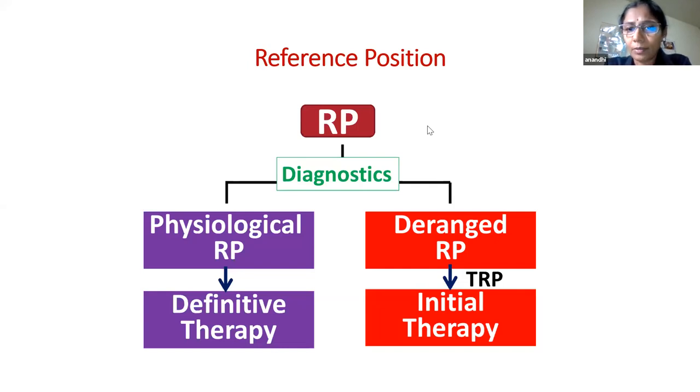So like we talked about, therapeutic reference position is when there is some type of internal derangement, we put the jaw in a position where the patient is pain-free and asymptomatic with the temporomandibular joint. When we do that, the patient feels better. Initially we use a splint, some type of relaxation splint, to calm things. And then we start the initial therapy. After the initial therapy, we do the definitive therapy. So we do the diagnostics. Diagnostics meaning one of them is the condylograph.